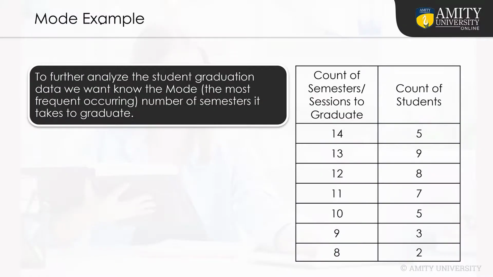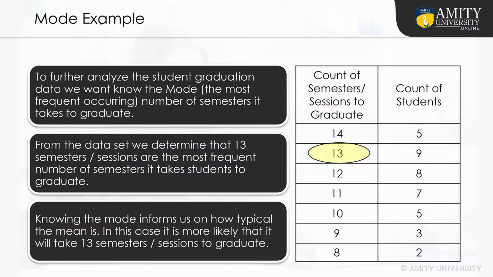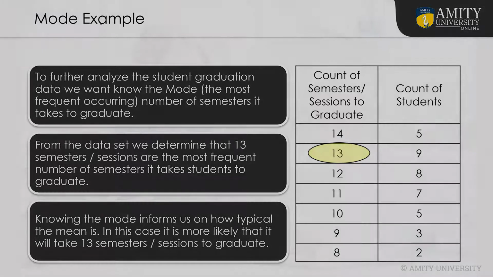Now, back to our student example. To further analyze the student graduation data, we want to know the mode, the most frequent number of semesters it takes. From the data, we can determine that 13 semesters or sessions are the most frequent number of semesters it takes for students to graduate. Knowing the mode also informs us on how typical the mean is. And in this case, it's most likely that it will take 13 sessions to graduate, at least 12, but could take 13 sessions to graduate.